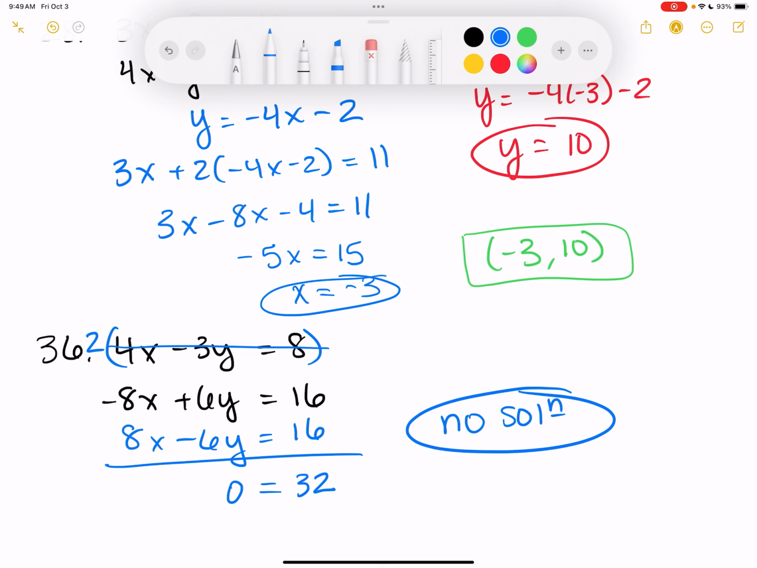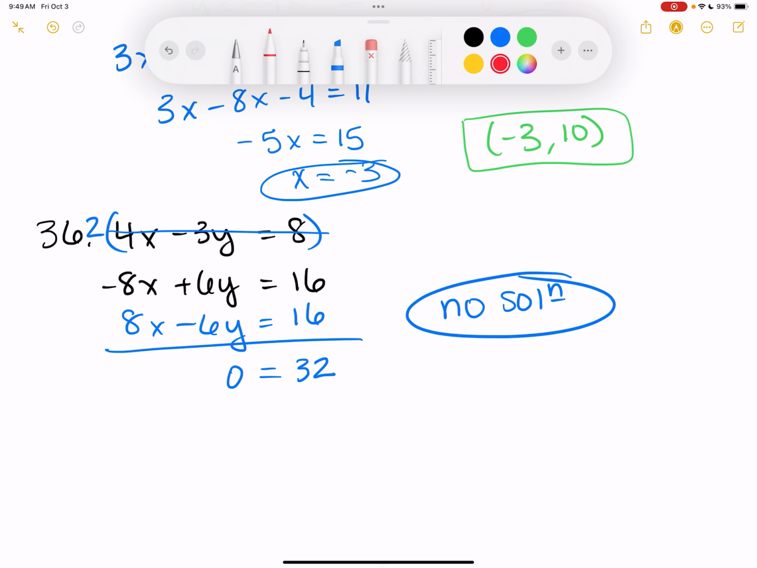So on infinitely many and on no solution, you need to show that basically some number is equal to itself for infinitely many, or on a no solution, something like 0 is equal to 32, or something that's not a true statement, where a number is equal to another number that it's not actually equal to. And you also have to write no solution. Okay? Okay. All right, are we okay on this, or do we need to see any more? We're great. Good? Okay.